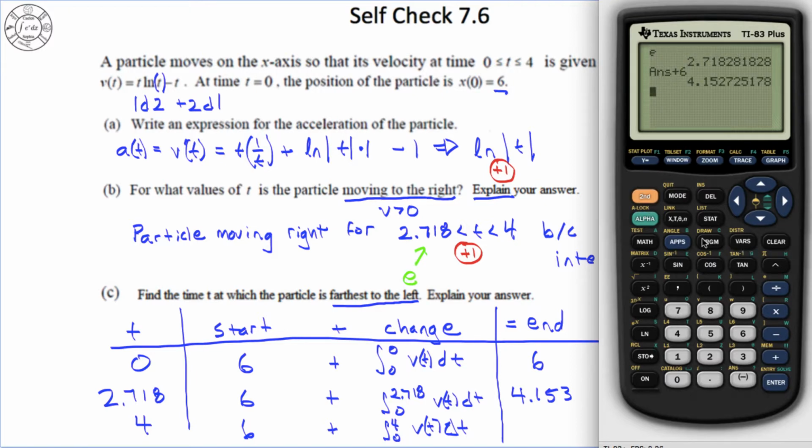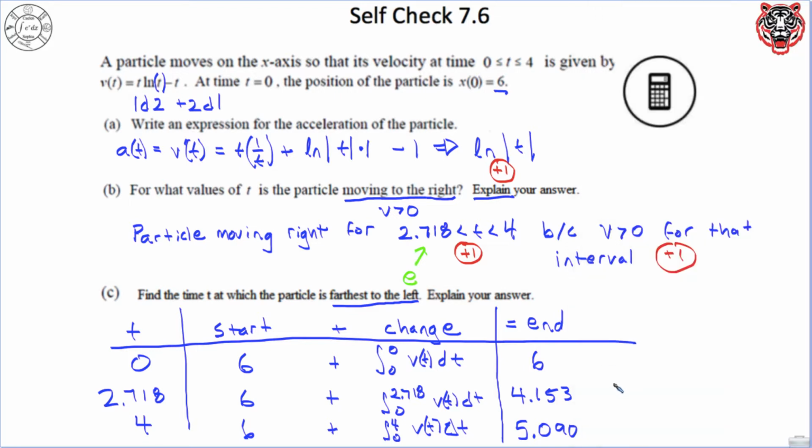So I'm going to do math 9, and that's going to be the integral. 8 would have been the derivative. So math 9, and we're taking function 1, y1, with respect to x from 0 to 4, and parenthesis. And I'm just going to go ahead and add 6 all at the same time here. I don't have to worry about that as a second step. And it will take a bit of time. And 5.090. Yay! 5.090. All right, so obviously farthest to the left, that's going to be the smallest one.